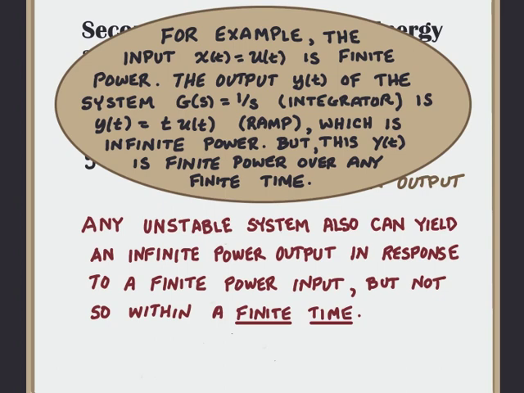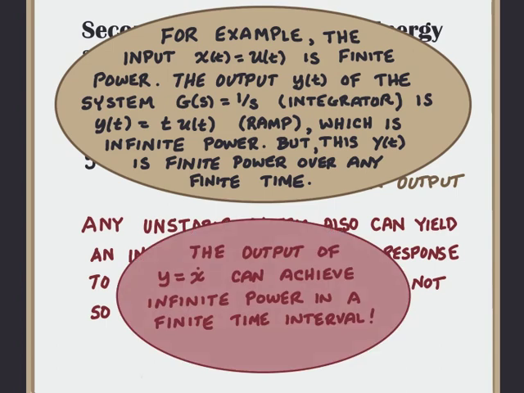Let me provide an example to illustrate this point. Suppose we have the input x of t is a unit step. That's a finite power signal. And we put that into the system g of s equals 1 over s, what we call the integrator system. And we find the output, and we'll call that y of t. That y of t is going to be t times u of t, which is the ramp signal. Now, the ramp signal has infinite power, but it's finite power over any finite time window. It doesn't achieve infinite power in a finite time.